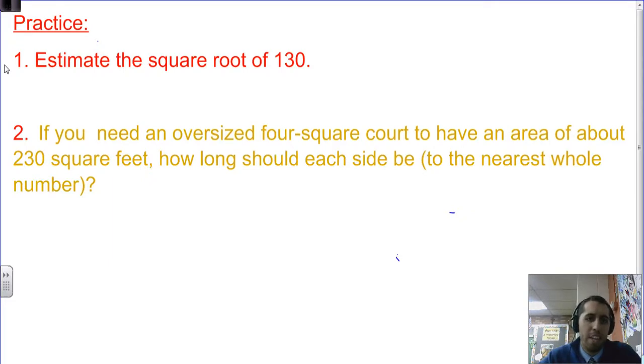2 says if you need an oversized four square court, maybe you're going to play with a beach ball instead of just like a rubber ball, to have an area of about 230 square feet, how long should each side be? So this is like the last problem we just did. To the nearest whole number. So again, you just need to estimate it and find out which perfect square it is closer to. So how long should each side be? You're going to need to find the square root there.